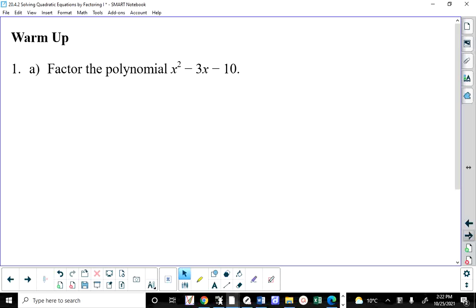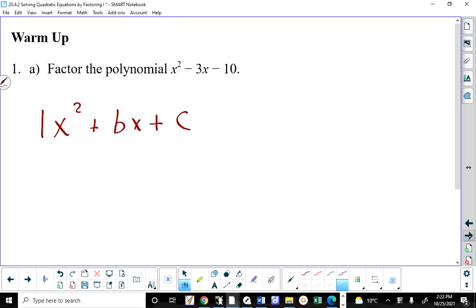So as a warm-up, part A, it says factor this polynomial. It's a quadratic polynomial. Notice, by the way, there's no equation here. There's no function. It's just a polynomial expression. And I will remind you that when you factor a polynomial that looks like 1x squared plus bx plus c, if it's factorable, and they're not always factorable, they will factor into two binomials. A binomial is a polynomial with two terms.